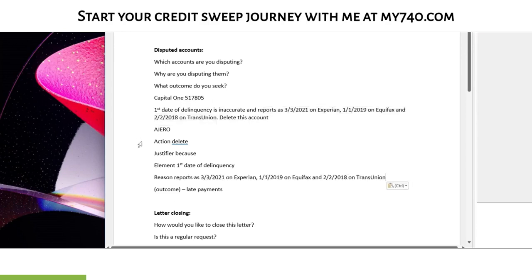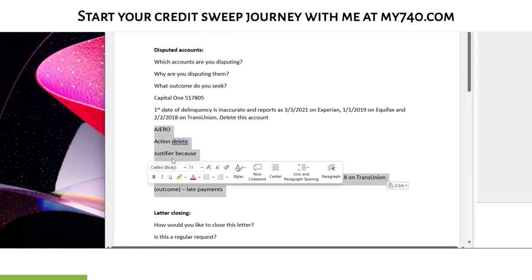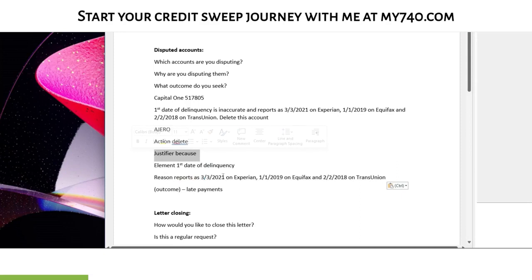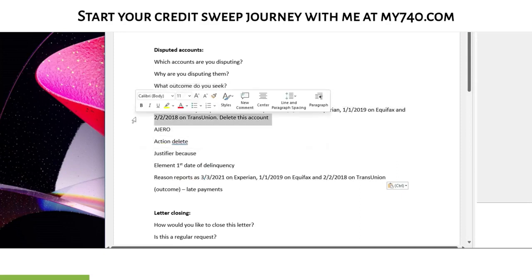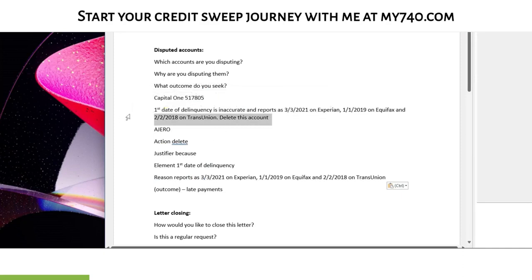And now if we're doing this backwards, if we're building out our Agero formula, we would write down the action, delete, justifier because, element, first date of delinquency, and then the reason, blah, blah, blah. And then when we put it all together, this is the resulting reason from the formula, okay? So first date of delinquency is inaccurate, reports as 3/3/2021 on Experian, 1/1/2019 on Equifax, and 2/2/2018 on TransUnion. Delete this account.